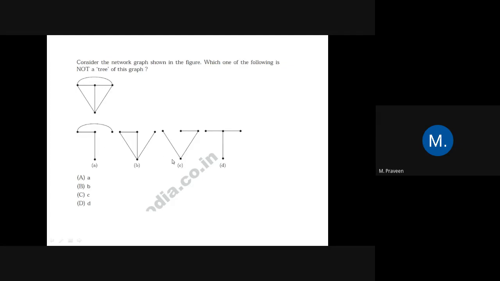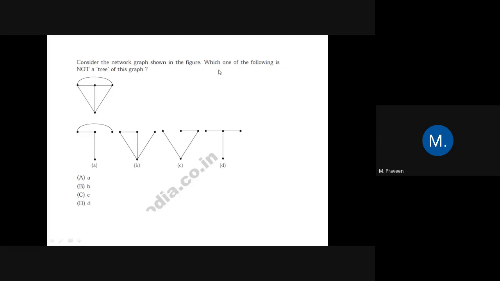And if you take option C, there is no closed loop, starting from here and ending here. Therefore, option C is also a tree. And if you take option D, it is also a proper tree. There is no closed loop. But if you take option B, there is a closed loop here. If you start here, it goes from here to here. Therefore, there is a closed loop in this tree. Therefore, it is not a proper tree.